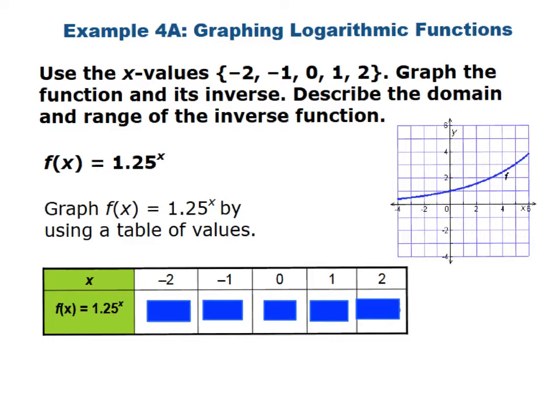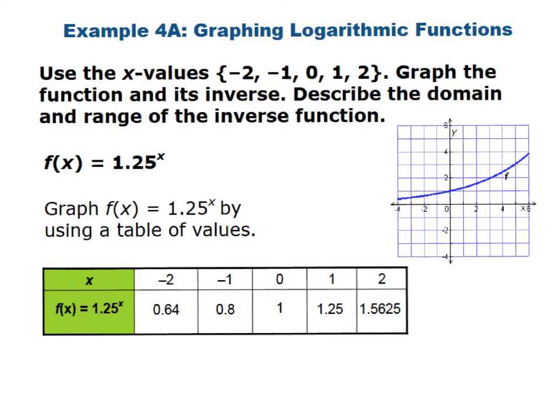All right, so let's go ahead and do this. So first of all, for negative 2, you should have gotten 0.64. For negative 1, you should have gotten 0.8. For 0, you should have gotten 1. And for 1, you should have gotten 1.25. And for 2, you should have gotten 1.5625. When you graph each of these, notice it's going to look like a graph just like this. Okay, so that's the exponential function.